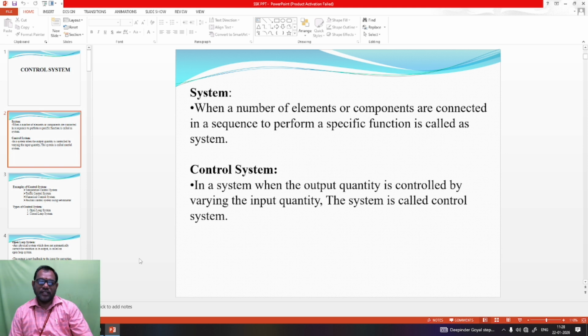Okay, so the next one, control system. In a system, when the output quantity is controlled by varying the input quantity, the system is called a control system. Control means here we are controlling the output quantity by using the input quantity. Whenever we give the input to the system, the output is going to change with respect to the input. So this is called a control system.